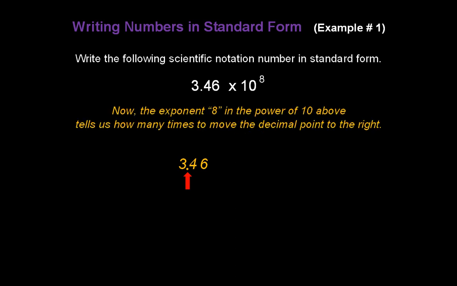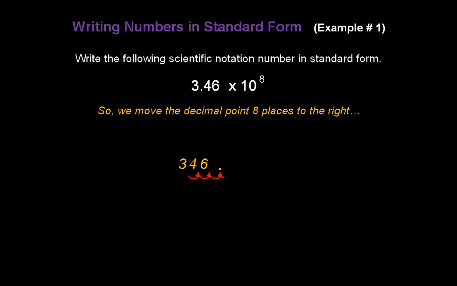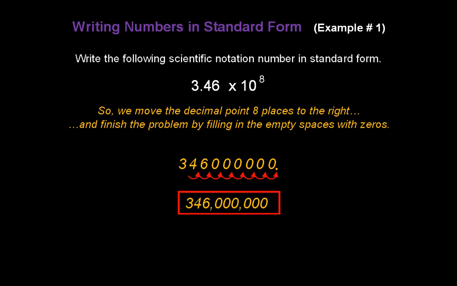Now the exponent 8 in the power of 10 above tells us how many times to move the decimal point to the right. So we move the decimal point 8 places to the right. 1, 2, 3, 4, 5, 6, 7, 8. And finish the problem by filling in the empty spaces with zeros. So in fact, 3.46 times 10 to the 8th is 346 million.